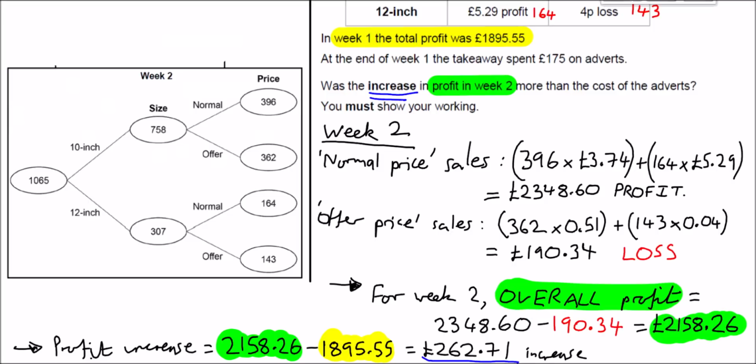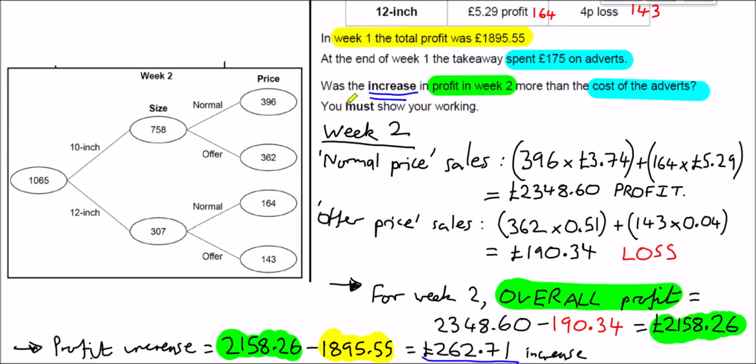The question says, was the increase in profit in week 2, this figure here, more than the cost of the adverts? So what was the cost of the adverts? We can find this. It says here the takeaway spent £175 on adverts. And so spending £175 obviously isn't a good thing, but if you compare that to the money overall made in the increase in profits, the adverts were worth it, because the increase in profit of £260 odd is more than the £175 we spent for adverts.